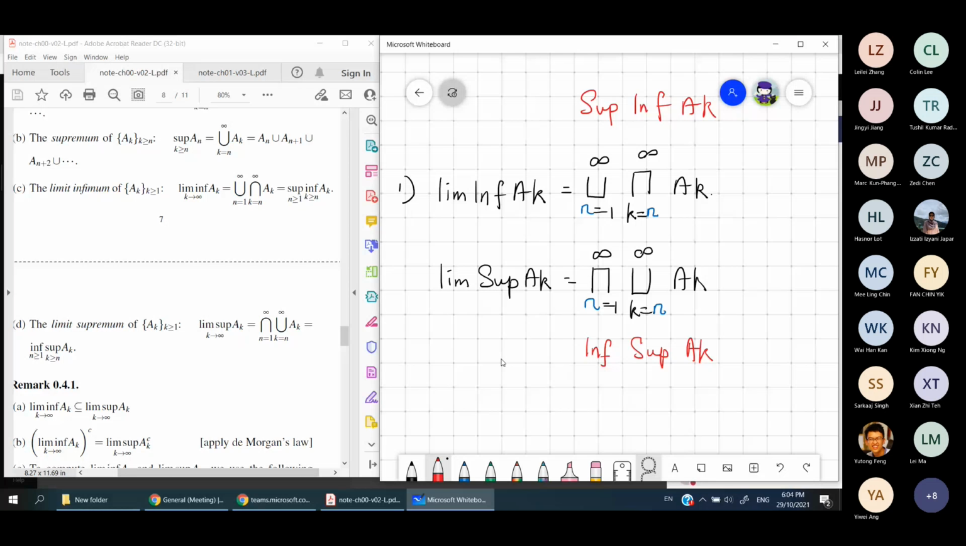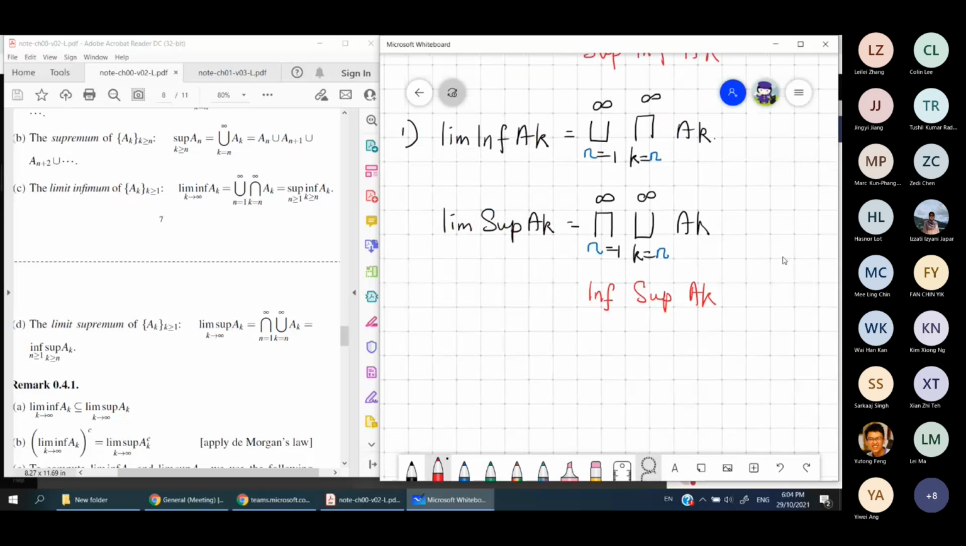In a way, you can always assume that when we talk about the infimum of a set, we are talking about intersections. When we talk about the supremum with respect to sets, we are talking about union. Likewise, the limit supremum we can express as the infimum over n of the supremum over k of AK. Okay, that's the way.